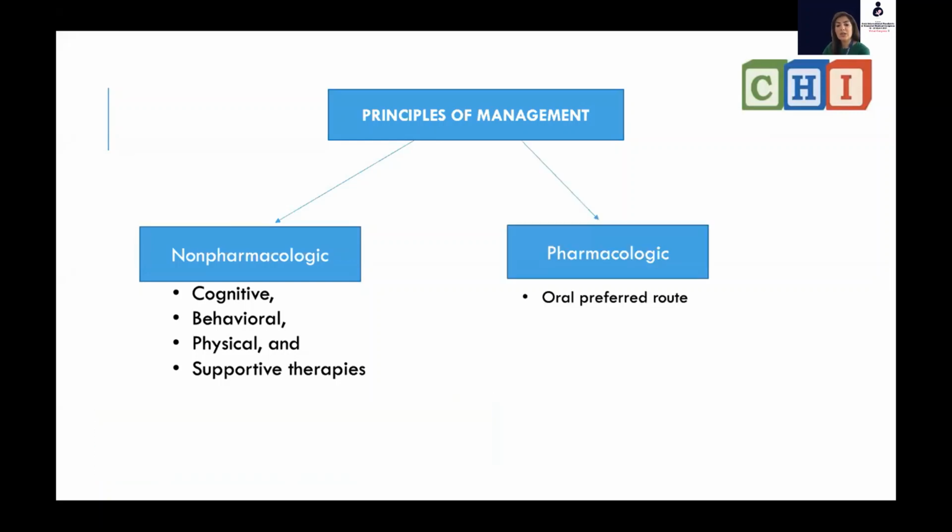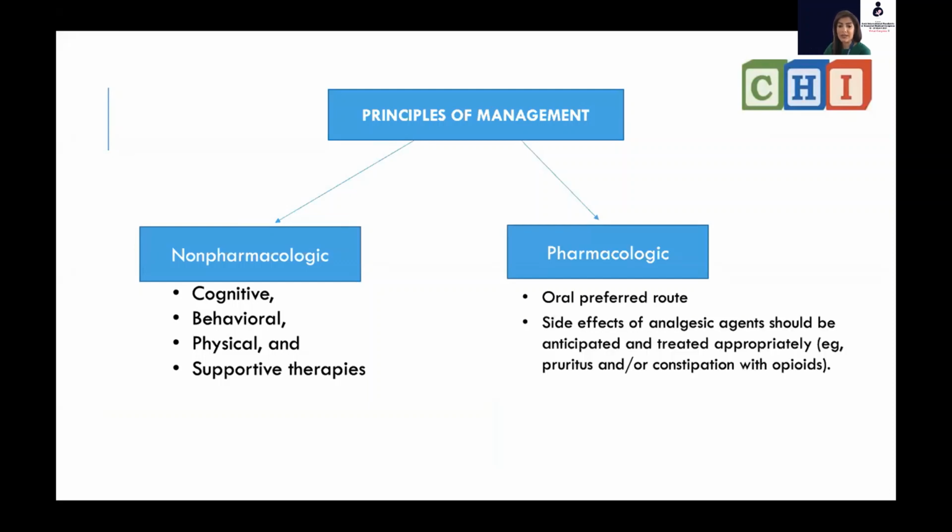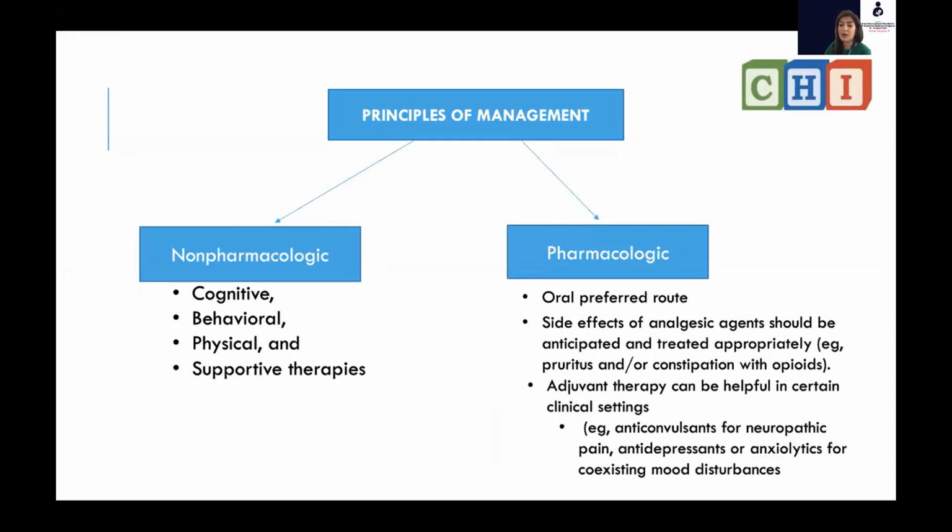For the pharmacological aspect, we always prefer oral routes for painkillers, and we have to be aware of side effects. Put in mind there are other drugs that can be helpful in certain conditions and clinical settings, like anticonvulsants for neuropathic pain, or antidepressants and anxiolytics for coexisting mood disturbances.